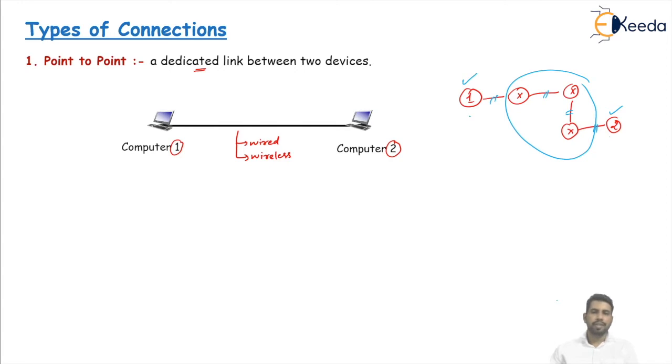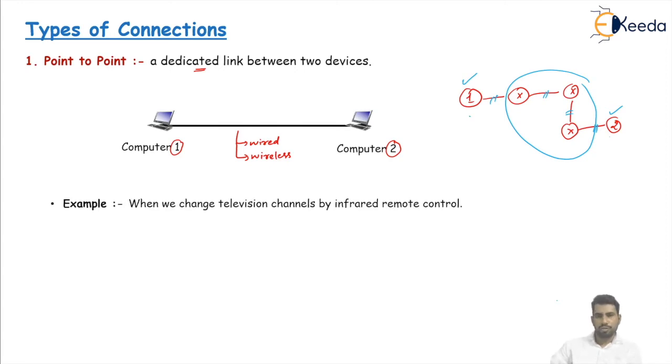Let's see two simple examples of this. When we change the channel on a television with the remote, we make a wireless connection between two devices. One device is the remote and the second device is the television. This is a point-to-point wireless connection. Second, if we discuss a printer, this is our PC and we connect a printer through a wire. This is point-to-point wired communication. So these are two simple examples to understand point-to-point.